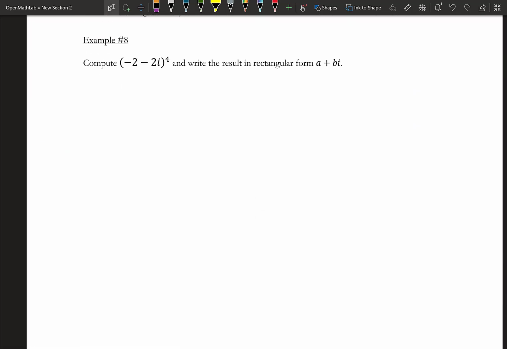So now we're ready for the last example. The only difference for this one is that my complex number is already in rectangular form rather than in trigonometric form. So in taking negative 2 minus 2i and multiplying that together 4 times, that can be kind of tedious. If we use trig a little bit, we can make that easier. First we can put it in polar form and then apply de Moivre's theorem.